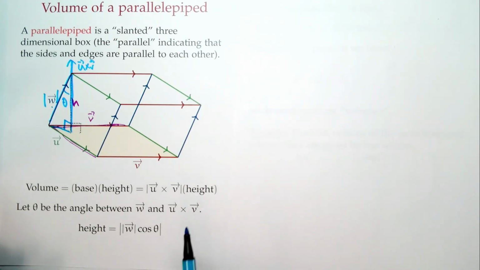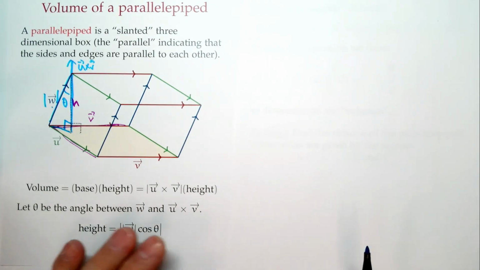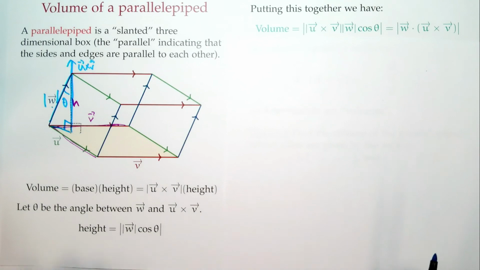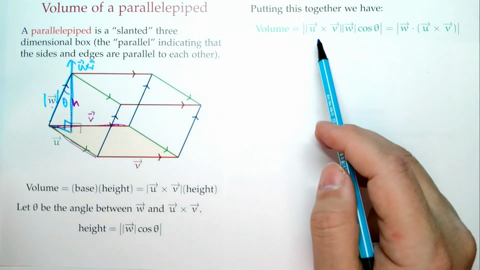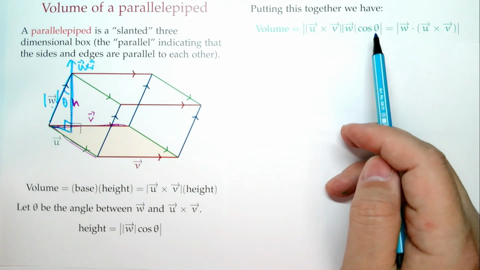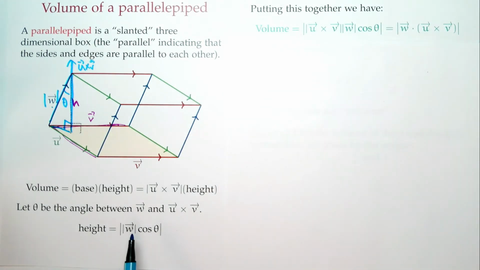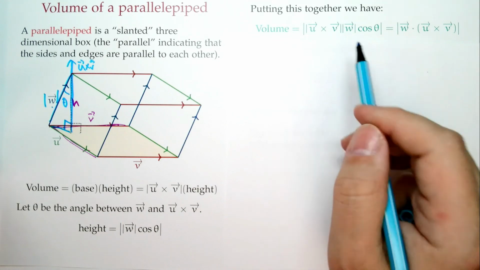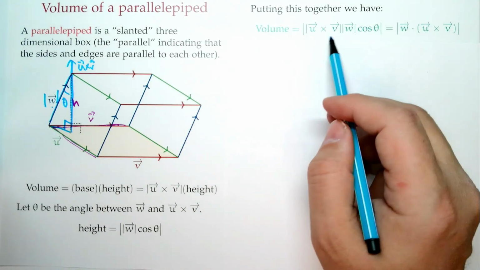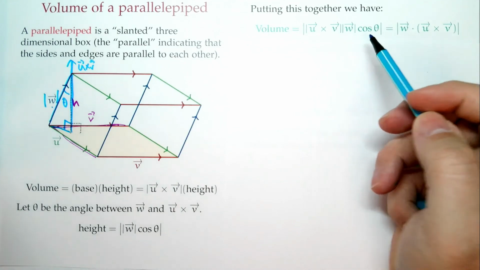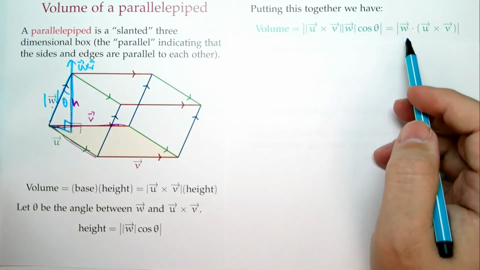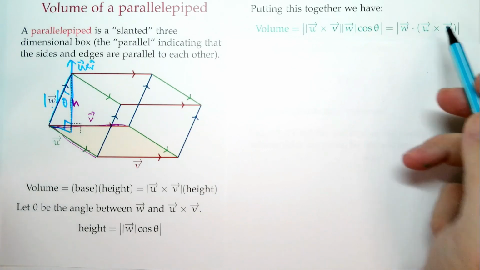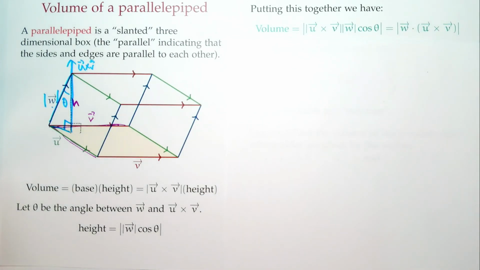So the conclusion is the following. We have the base, we have the height, so putting that together, the volume is the magnitude of u cross v times the magnitude of w times cosine theta, where theta is the angle between u cross v and w. If you stare at this, you say, wait, it's the magnitudes of two vectors times the cosine of the angle between them, that's a dot product. So that's w dot u cross v. And then you take the absolute value just to make sure it's positive. So that's how you find volume. It's not a very hard thing to find the volume once you have the right formula.